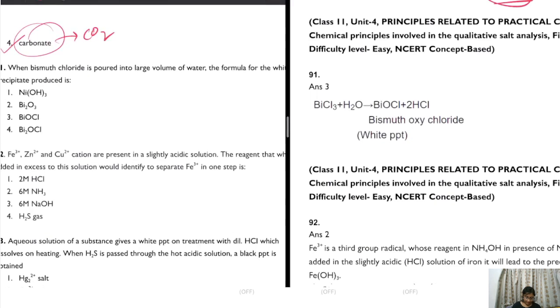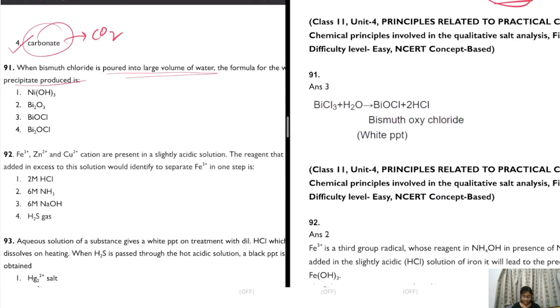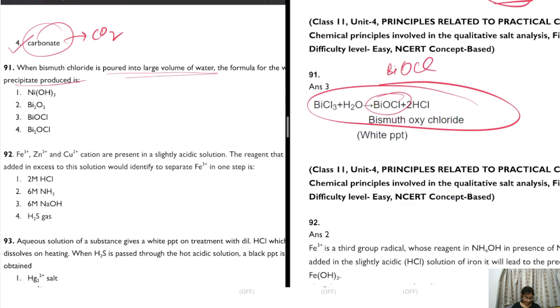When bismuth chloride, BiCl3, is poured into a large volume of water, what is the formula of the white precipitate produced? This is the reaction that we have, and we get BiOCl here. This is white. This is bismuth oxychloride. So the correct answer is 3. Let's see the next question.